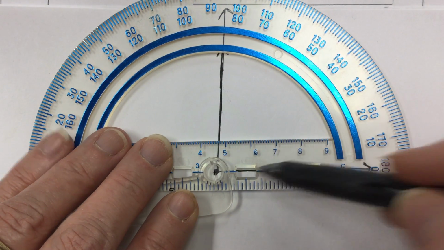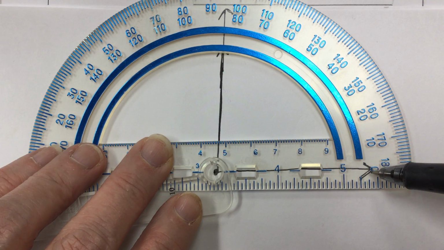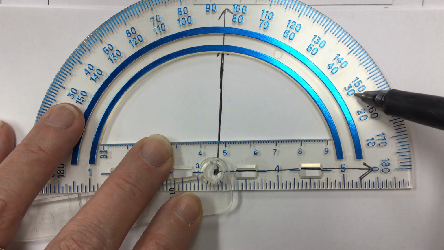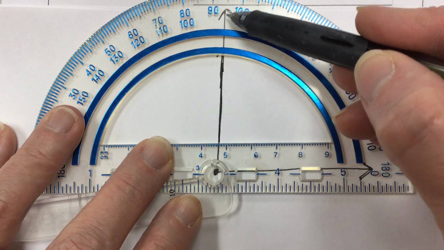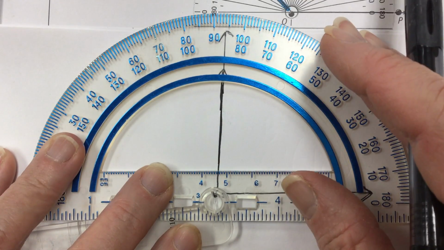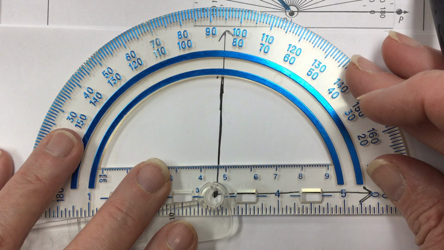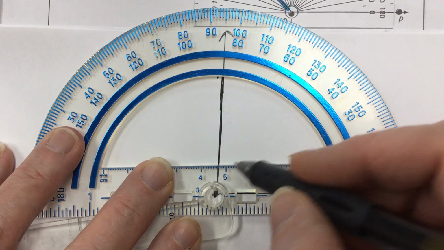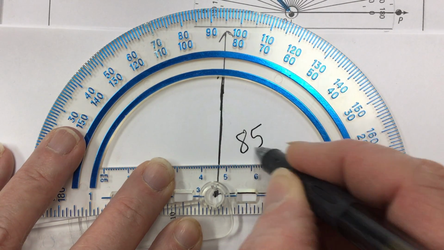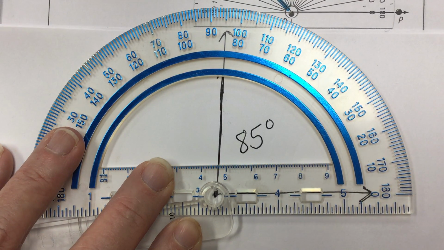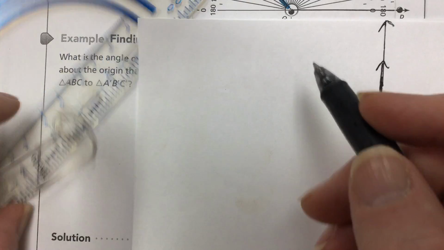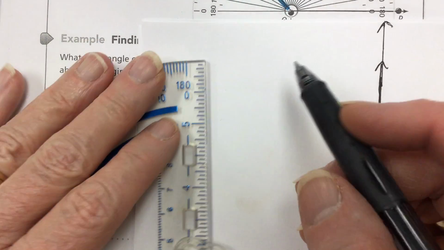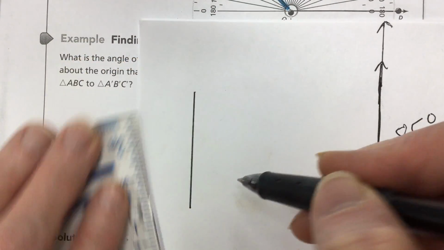Now, when you line this up, you start with the 0 scale. 0, 10, 20, 30, 40, 50, 60, 70, 80. Looks like this angle is about 85 degrees, all right? Lining it up again, looks like to me it's about 85 degrees. So this angle would be 85 degrees, okay? All right, let me draw another angle for us, just so we can practice measuring angles real fast.